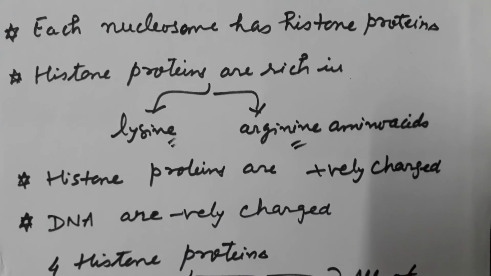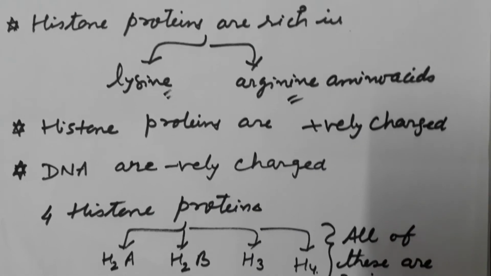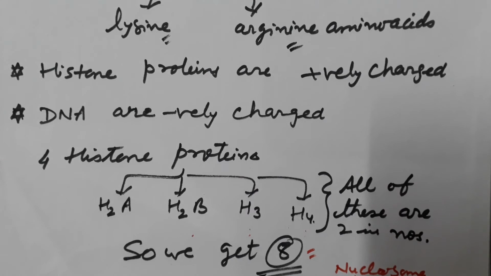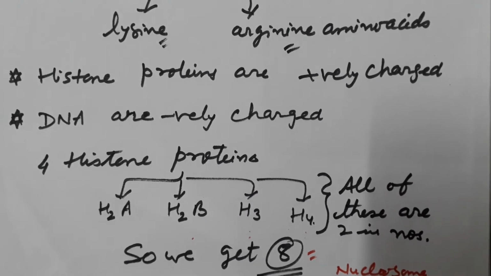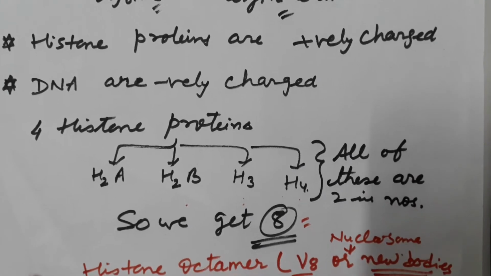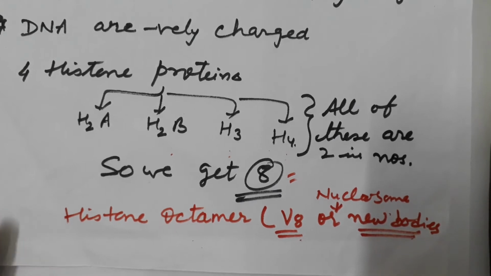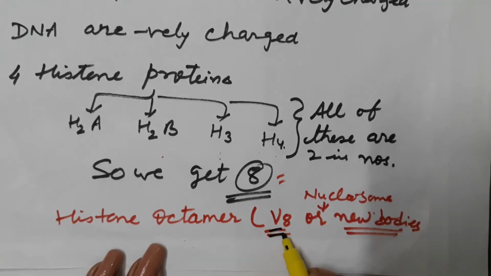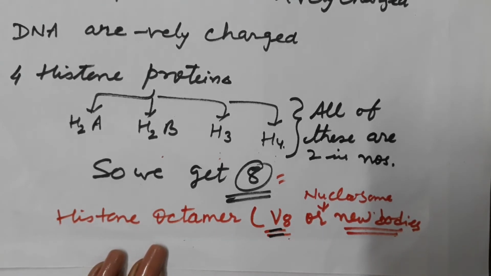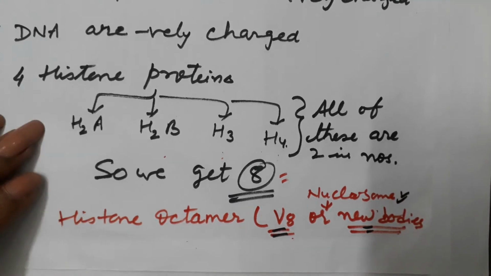Histone proteins are positively charged, and we all know DNA is negatively charged. Four types of histone proteins are found in the nucleosome structure: H2A, H2B, H3 and H4. All of these are two in number, so we get 8. That's why it is known as the histone octamer. Because of this, sometimes we call the nucleosome the v bodies or nu bodies, but generally we call it the nucleosome.